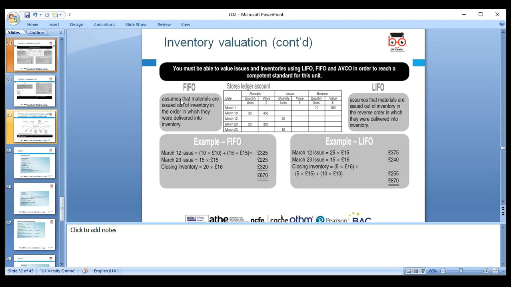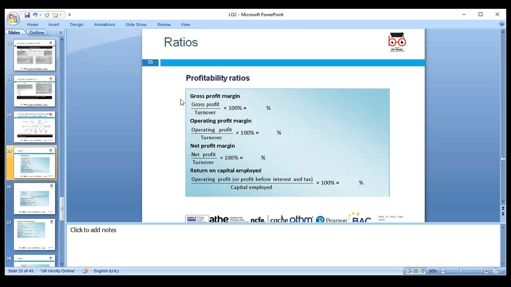Any question here? Any figures? Are we all okay? Good. Okay, brilliant. Next we can look at the ratios.